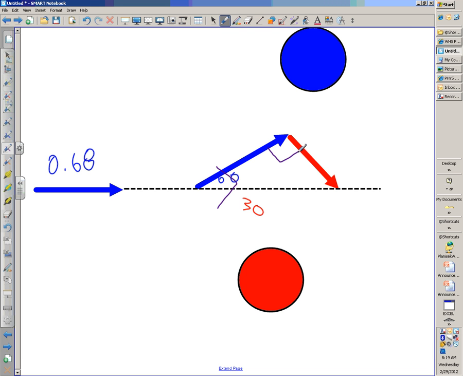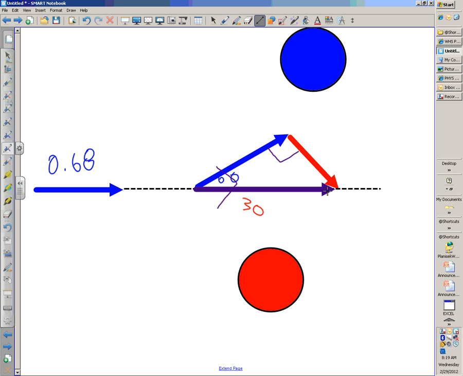Okay. So now we've got these two vectors with a 90-degree angle between them. What does the resultant vector of those two look like? How would we draw it? The resultant vector we draw from the beginning of the first one to the end of the last one.